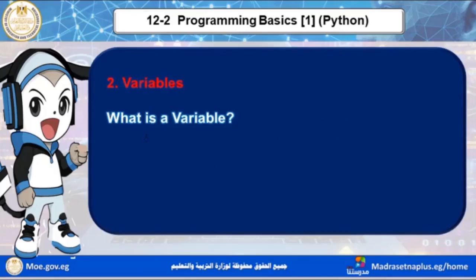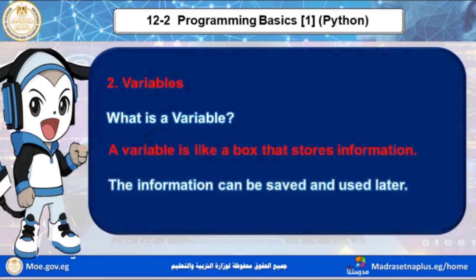Let's discuss a new concept, which is variable. What is a variable? A variable is like a box that stores information. Information can be saved and used later. So we can retrieve the values inside the variable after storing the value inside the box. So the variable is stored first and then used or retrieved later.